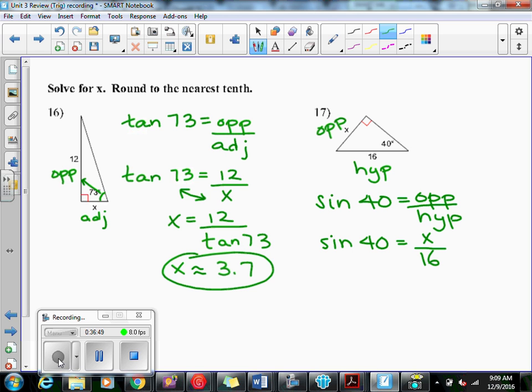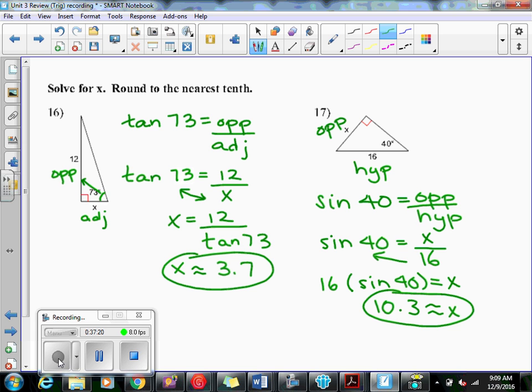Now you're going to cross multiply here. And you have 16 times the sine of 40 is equal to x. Put it in your calculator. And if you multiply 16 times sine of 40, you'll get 10.3. Actually, you get 10.28. But since we're supposed to round to the nearest tenth, we'll make that approximately 10.3. All right, let's keep it moving.